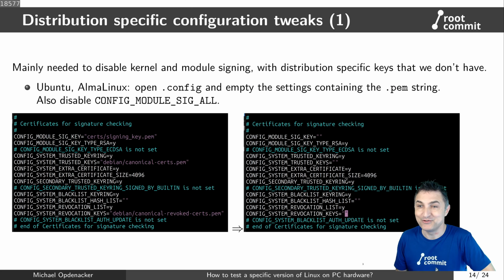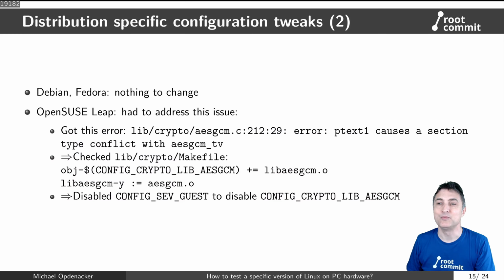Another thing you'll have to do is remove some distribution certificates from the configuration as you won't have them. To do so, just replace the settings containing .pem with empty strings. You will also need to disable module signing, corresponding to the CONFIG_MODULE_SIG_ALL parameter. The previous slide was about Ubuntu and Alma Linux. For Debian and Fedora, I didn't have anything to change.